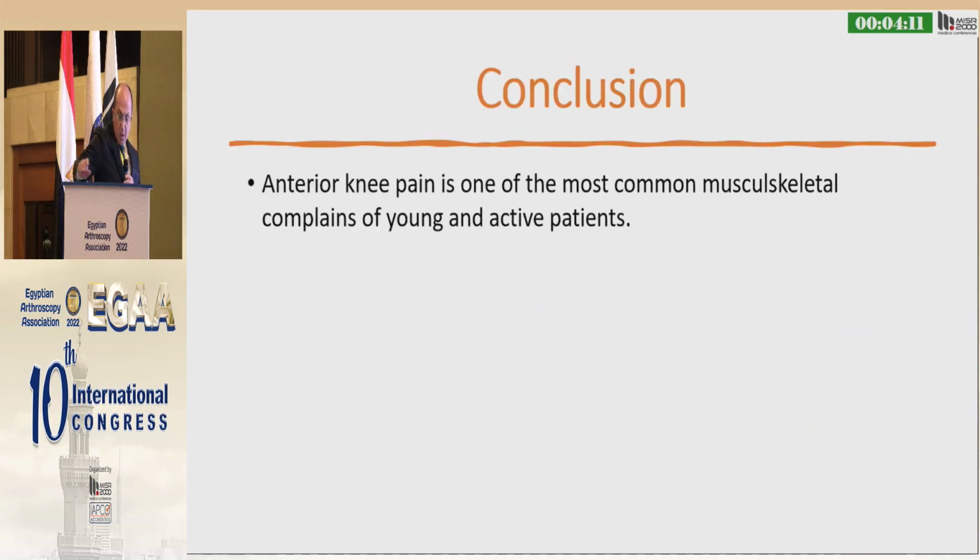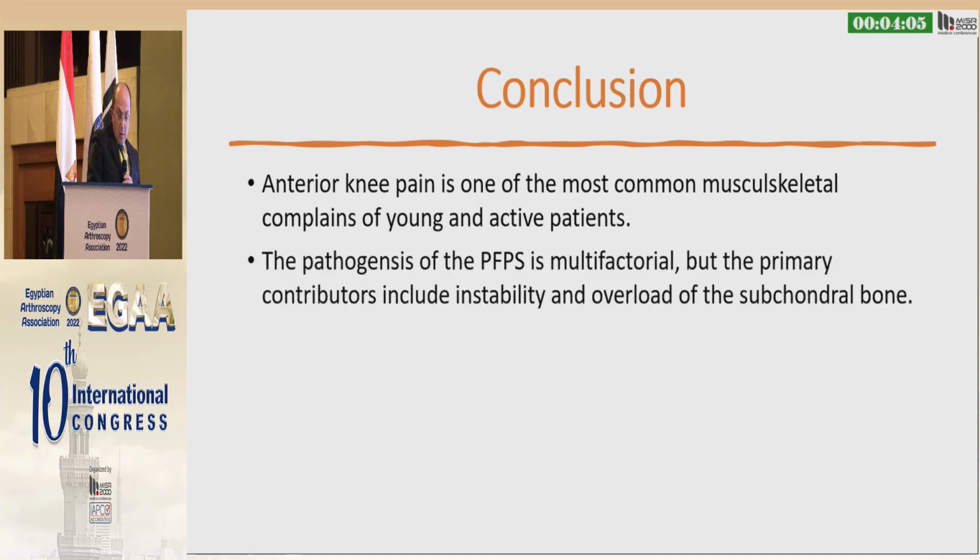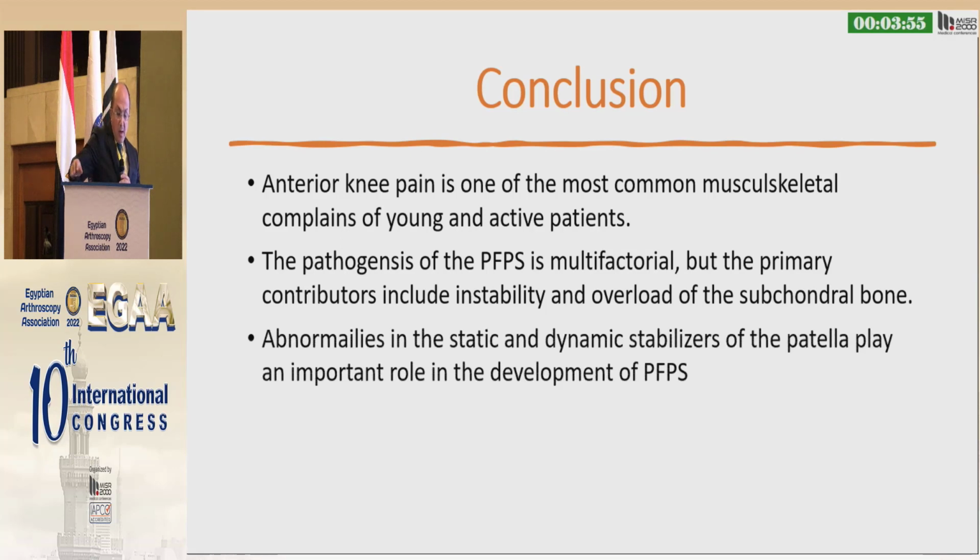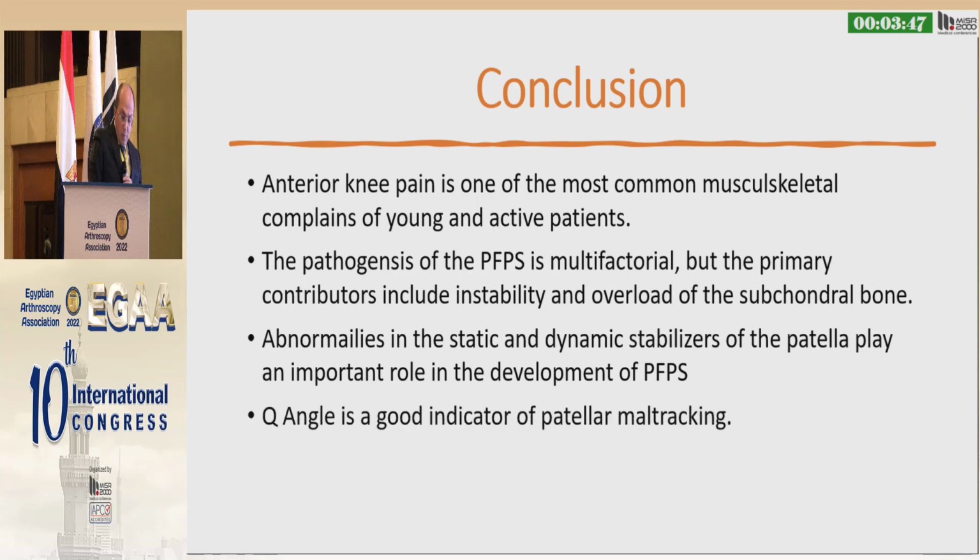Conclusion: anterior knee pain is one of the most common musculoskeletal complaints of young and adult patients. The pathogenesis of patellofemoral pain syndrome is multifactorial, but the primary contributors include instability and overload of the subchondral bone. Abnormality in the static and dynamic stabilizers of the patella plays an important role in the development of patellofemoral syndrome. Q angle is a good indicator for patellar maltracking.